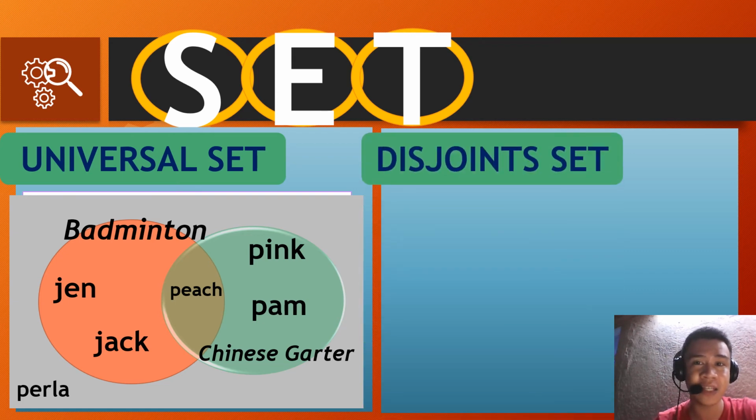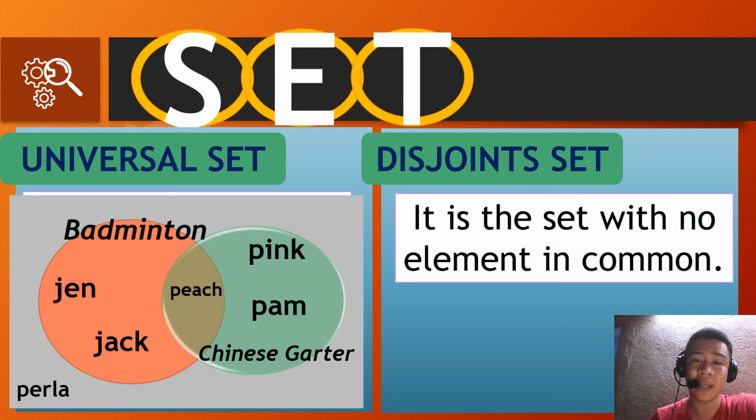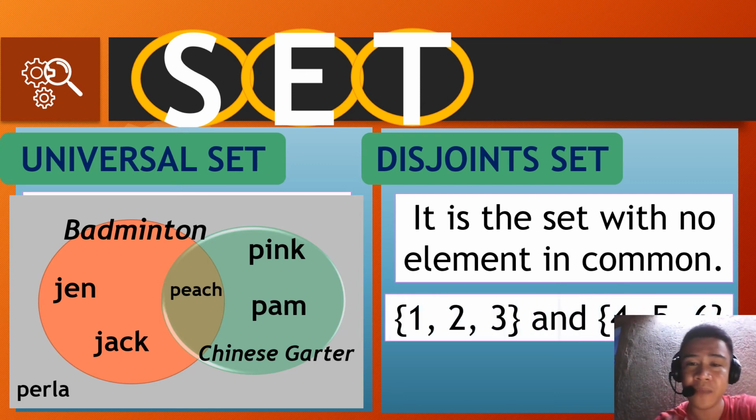Next is disjoint set. What is the meaning of disjoint set? It is the set with no element in common. So, ibig sabihin, hindi makikita yung laman ng isang set sa laman ng kabilang set. So, that is disjoint set. For example, set 1, 2, 3 and set 4, 5, 6. Sa set 1, 2, 3, walang 4, walang 5, walang 6. Sa set 4, 5, 6 naman, hindi makikita yung 1, 2, and 3. So this is an example of disjoint set.